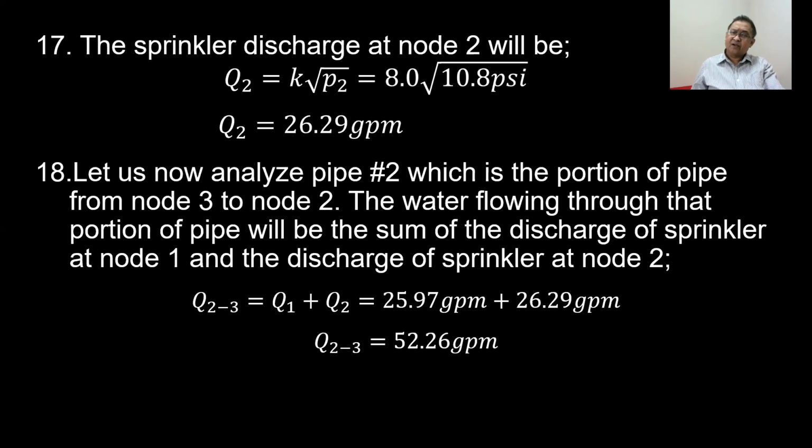The next step is to analyze pipe number 2. And the water flowing through that portion of pipe will be the sum of the discharge of the sprinkler at node number 1 and the discharge of the sprinkler at node number 2. So 25.97 plus 26.29. The result will be 52.26 gallons per minute.